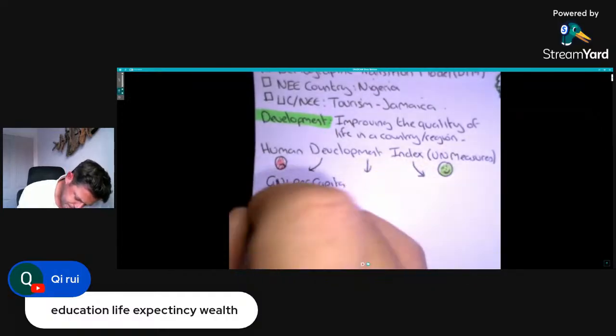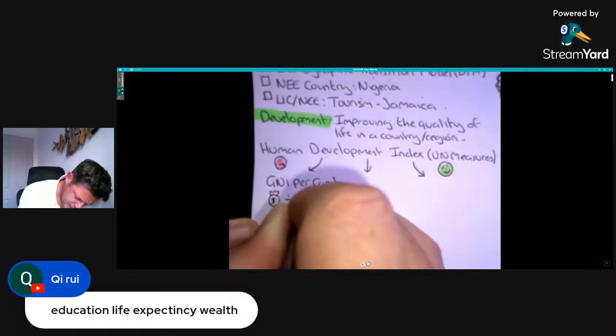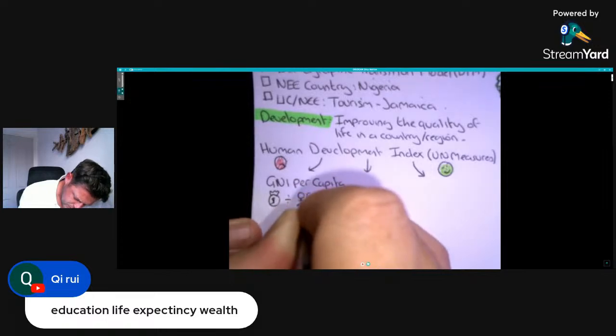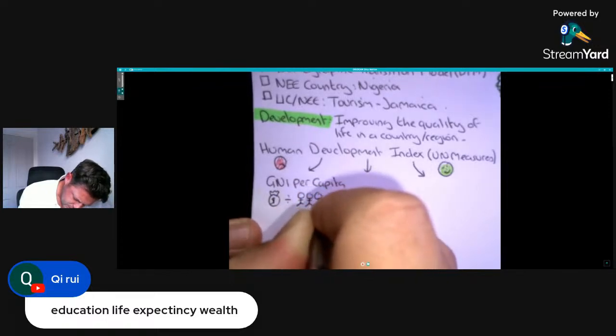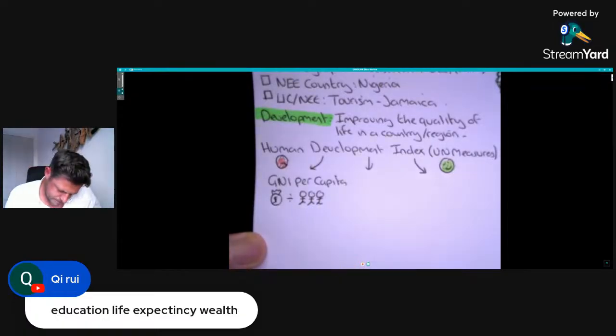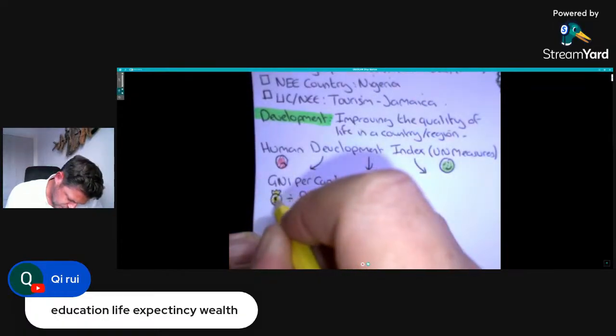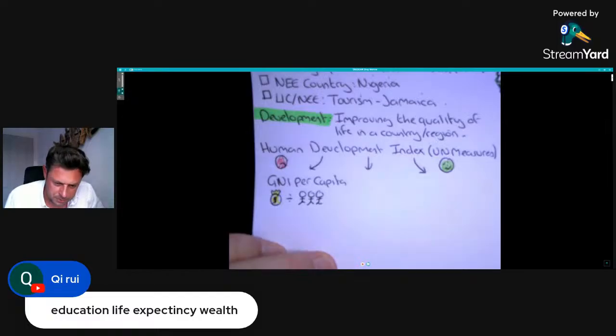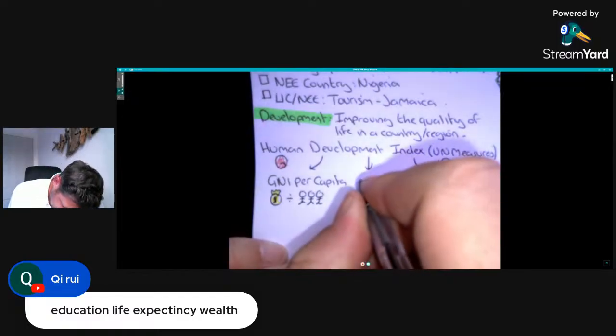Wealth per person. So that is the wealth, let's just put a little money bag, divided by the population. So that's wealth divided by the number of people. Gross national income. So that's the first one. Well done. Second one is life expectancy.